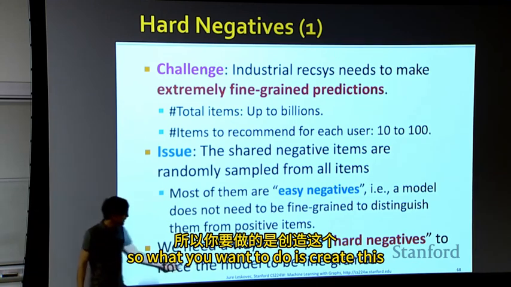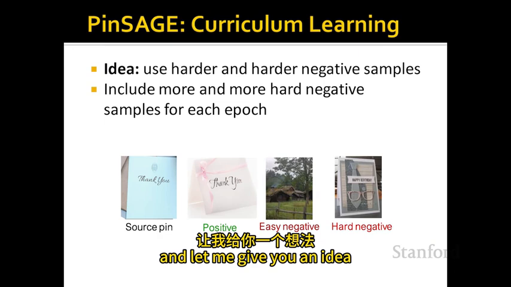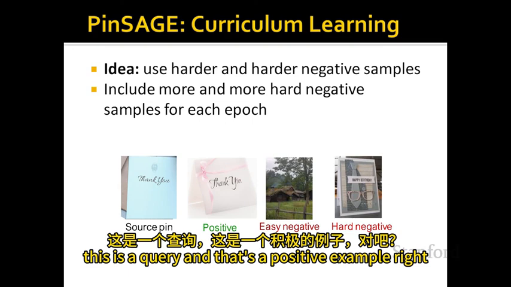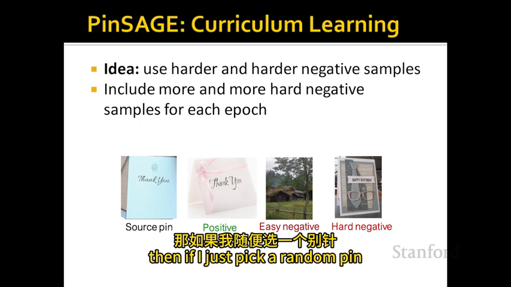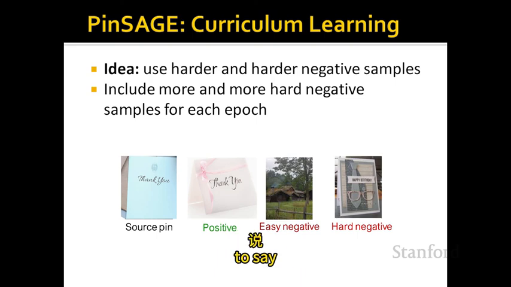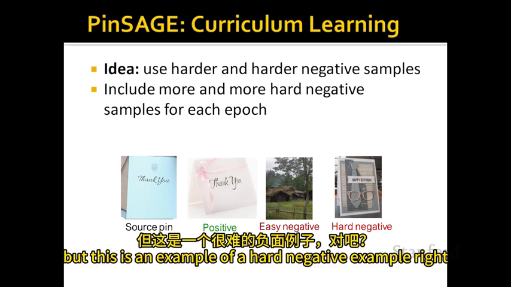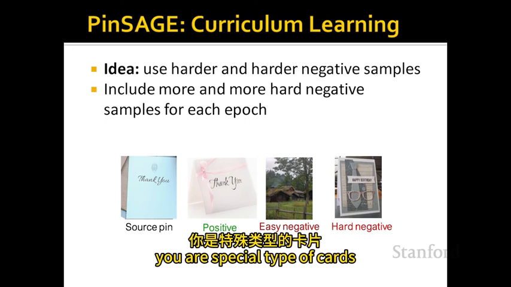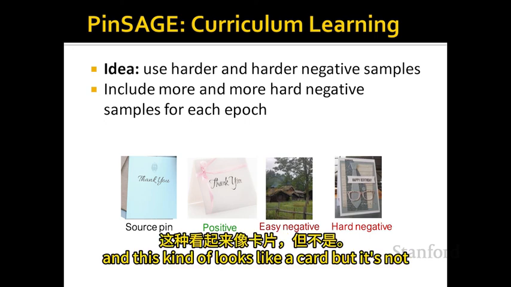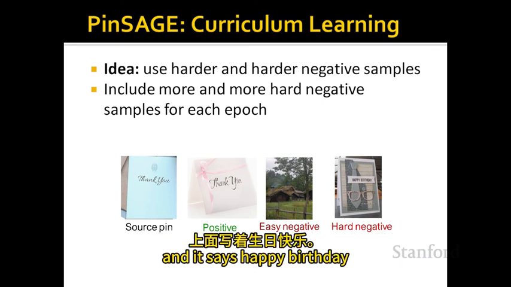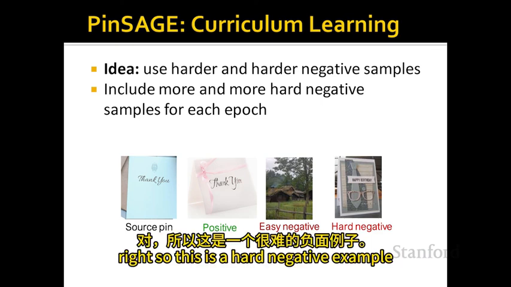So what you want to do is create this notion of a hard negative. Let me give you an idea. If this is a source, this is a query, and that's a positive example, then if I just pick a random pin, it's some random cottage somewhere in the wood. It's very easy to say this is a positive pair and that's a negative pair. But this is an example of a hard negative example. These are two special types of cards. And this kind of looks like a card, but it's not. If you see, this is something you can put on a desk and it says happy birthday. So this is a hard negative example.